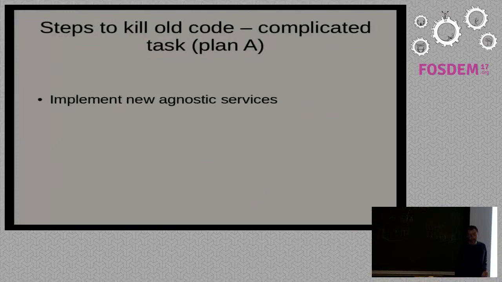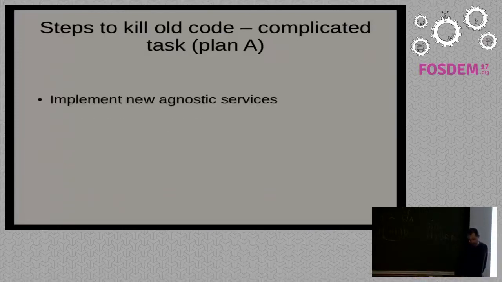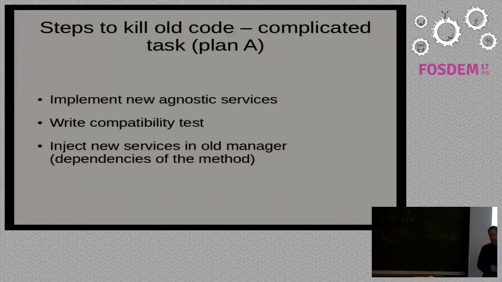Now we have some tasks where it's more complicated. So for instance, you want to migrate something that is called everywhere statically. So it's coupled to every part of your code. Like you have, I don't know, hundreds of files calling a static method that you want to remove. You will have to change everywhere. So what I do here to make deployment easier, I implement the agnostic service, I write the compatibility test, and then I inject the new service in the old method I want to kill.